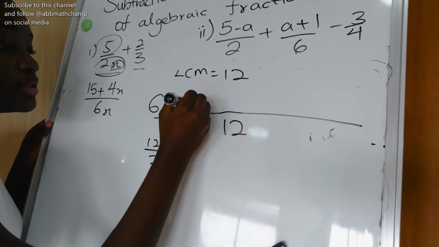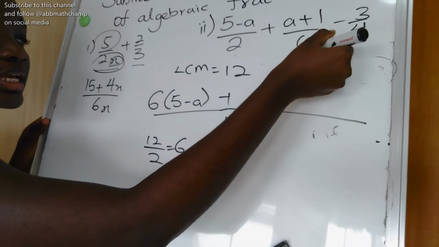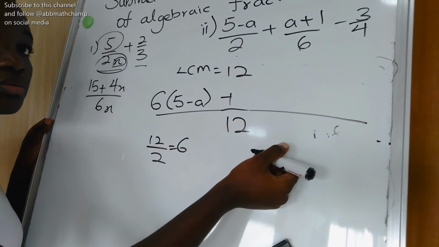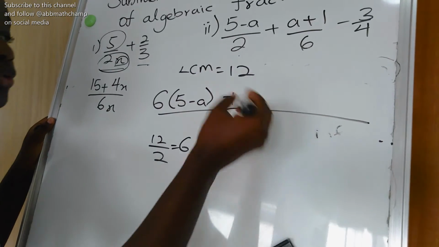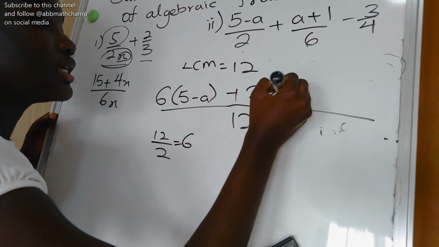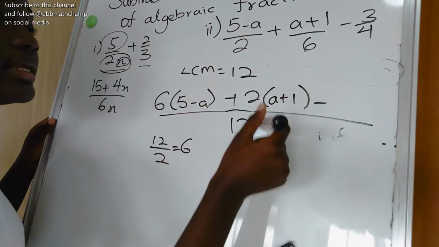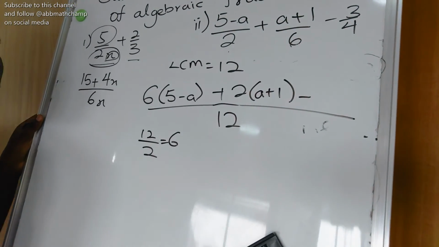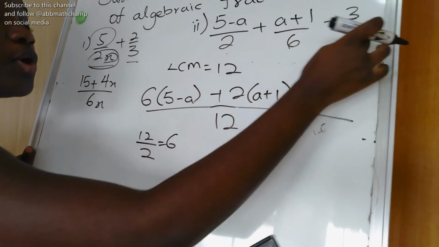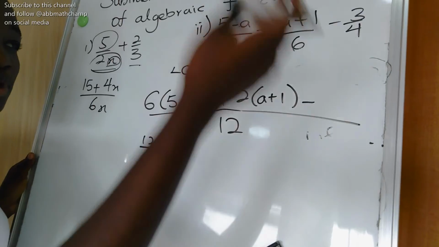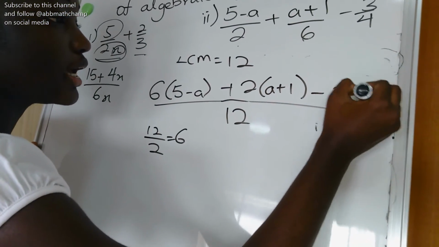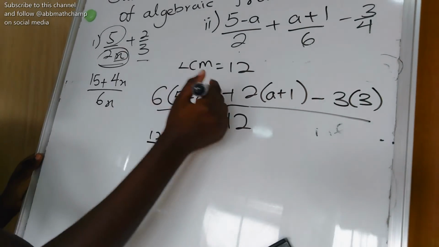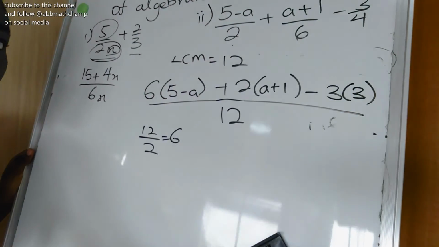So 6 times 5 minus 6 times a. Next, 6 goes into 12 how many times? Or 6 times what would give you 12? It is 2. So 2 times the bracket 8 plus 1. I brought my minus sign because nothing will change it. Then 4 goes into 12, or 4 times what would give you 12? That's 3. So 3 times 3. Here I brought my addition sign, and here I also brought my minus sign.